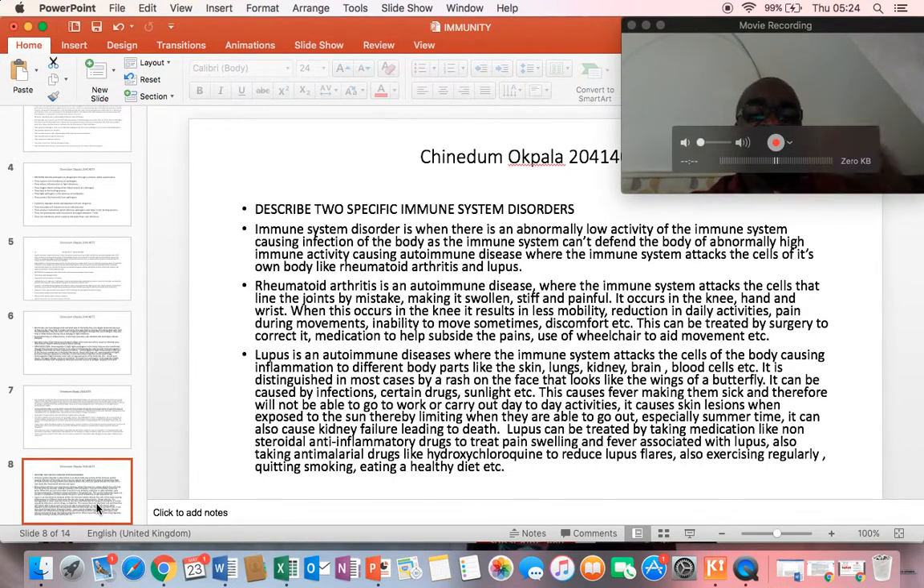Rheumatoid arthritis is an autoimmune disease where the immune system attacks the cells of the body, like the joints, by mistake, making them swollen, stiff, and painful. It occurs in the knee, hand, and wrists.